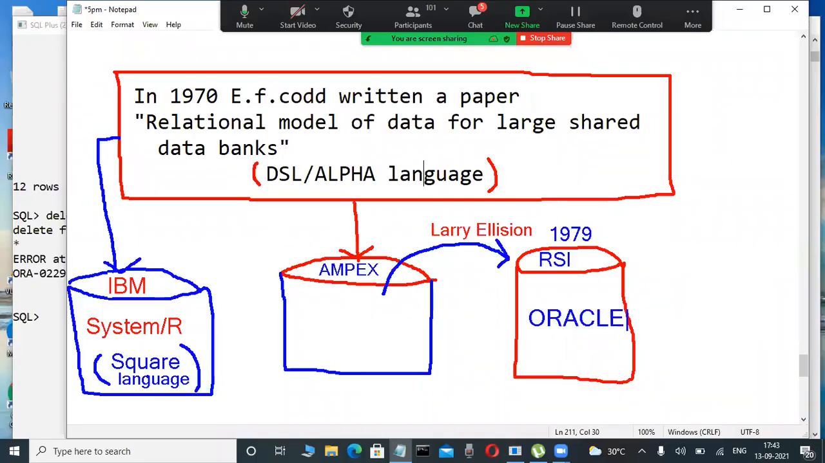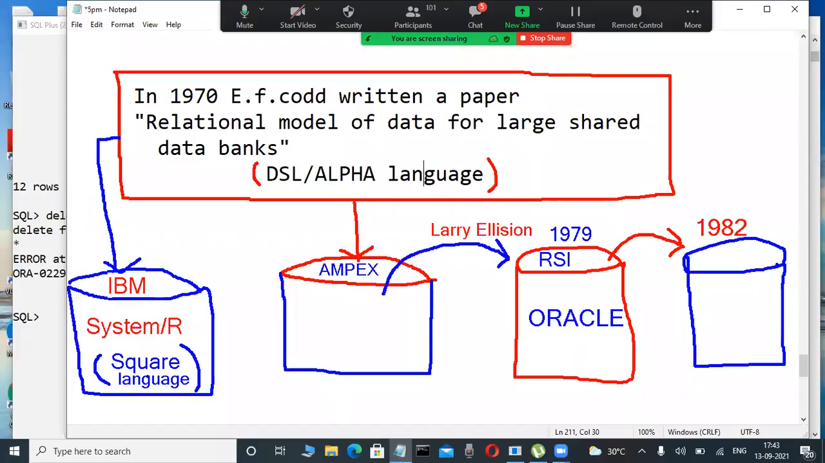Okay, fine, the Oracle product. Again, this RSI company name was changed, and that history I will tell you. First observe here, RSI company name was changed in 1982. They changed the RSI company name into Oracle Corporation. Yes, here, Oracle Corporation only.